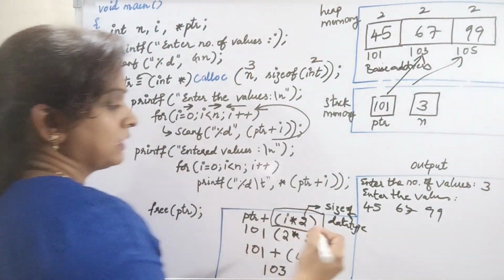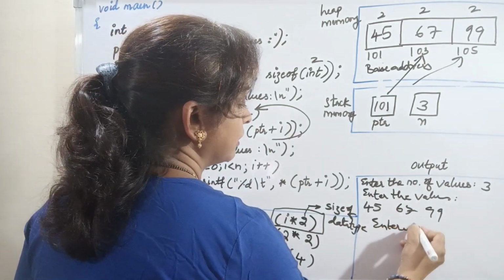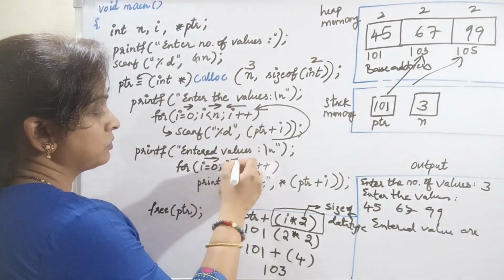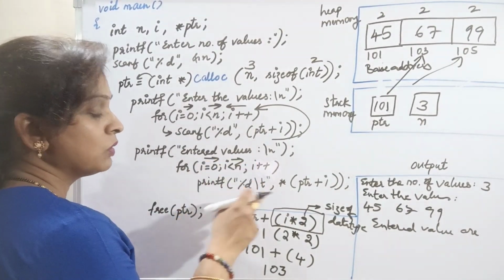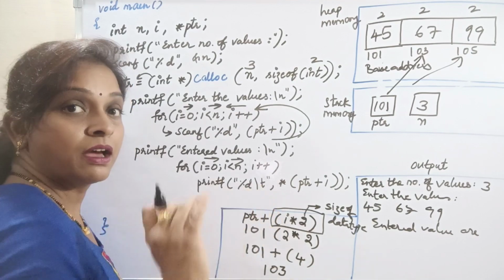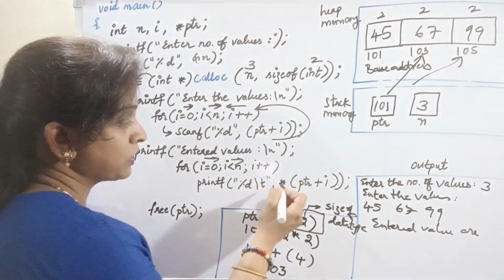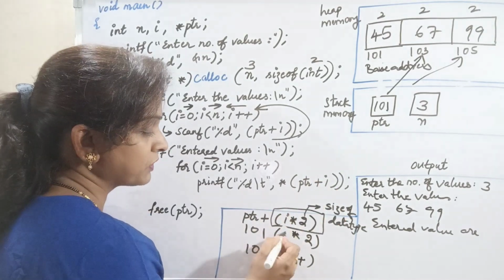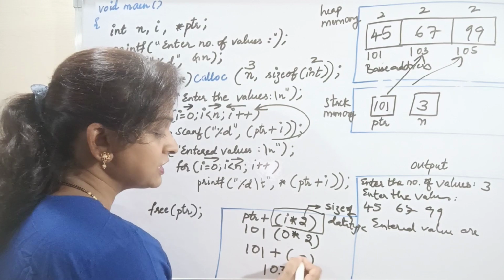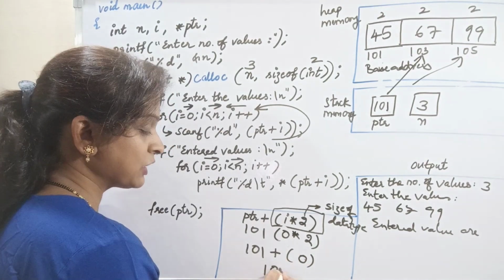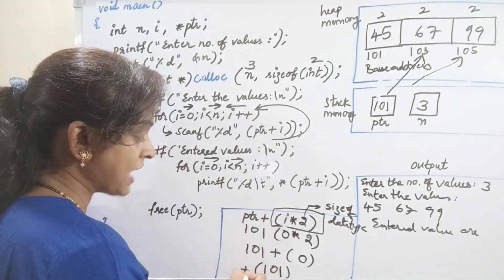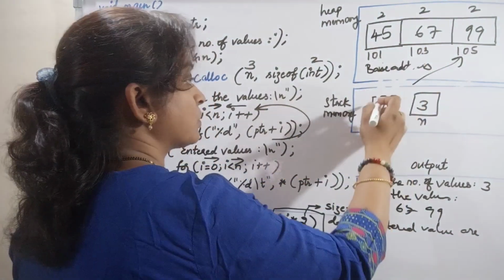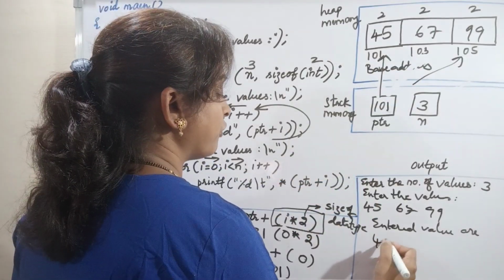Okay. So then I'll be getting a message, entered values are. So again i equal to 0, i less than n. Now look at here, I say asterisk. Asterisk represents value at that location. So it is value at the location PTR plus i. So i will be 0. 0 into 2, it is 0. So it is 101 plus 0, it is 101. So it is asterisk 101. So value at the location 101 is 45.